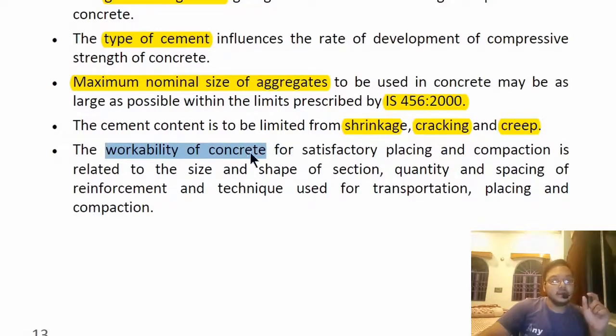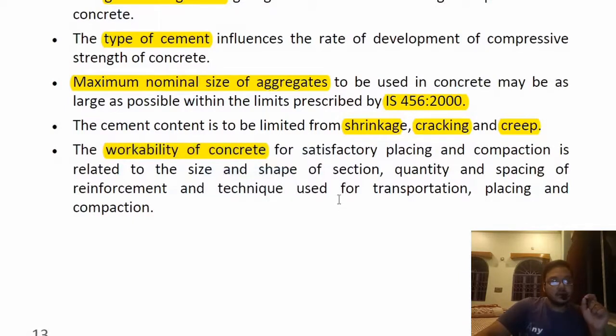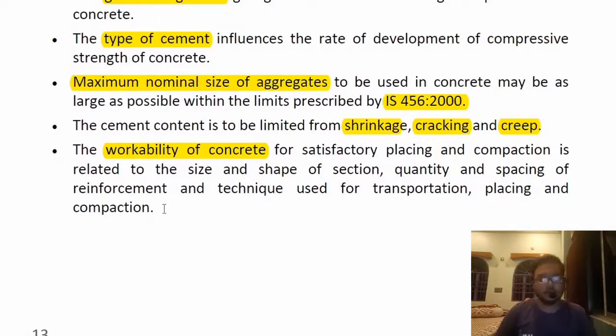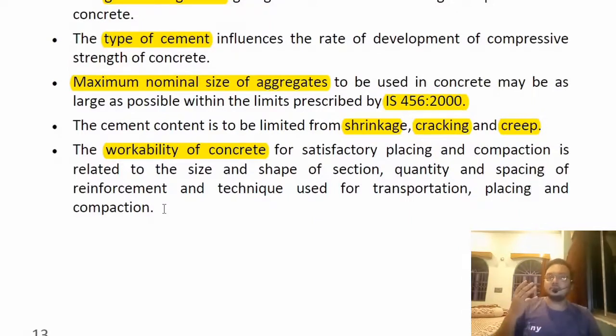Next is the workability of the concrete. This again is an important factor. The workability of concrete, for satisfactory placing and compaction, is related to the size and shape of the section, quantity and spacing of the reinforcement, and technique used for transportation, placing and compaction. So there are various reasons why we need to know about the workability of concrete, and the more we know about it, the more idea we get of with how much ease we can work with that particular concrete. So knowing the workability of concrete is very essential.